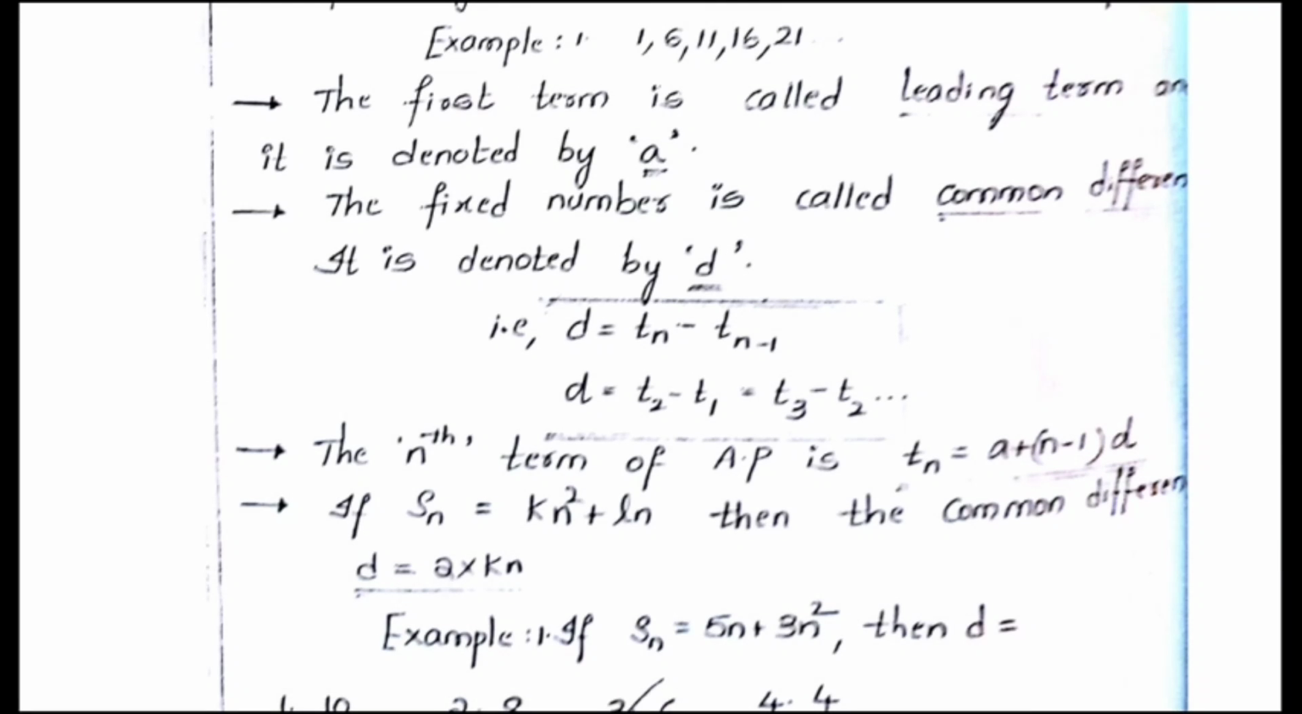Now, the nth term of an AP. In this arithmetic progression, what is the nth term? Tn is equal to a plus n minus 1 into d. Tn is equal to a plus n minus 1 into d.